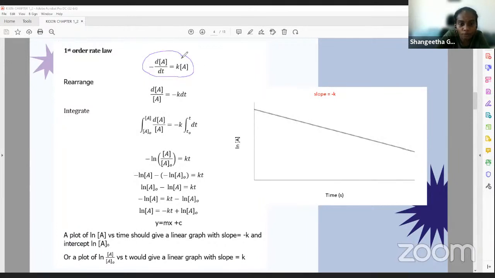All right, and then you want to rearrange. So when you rearrange, in order to use the integrated rate law, you need to rearrange so that your dA and your A are on the same side. Okay, so in another way of looking at this, it actually appears this way. So in that way, what are you actually integrating?